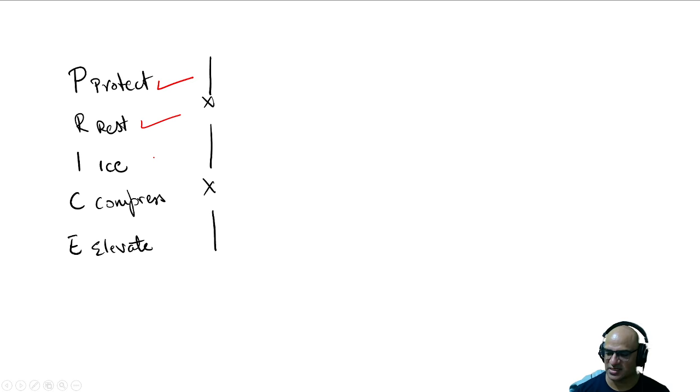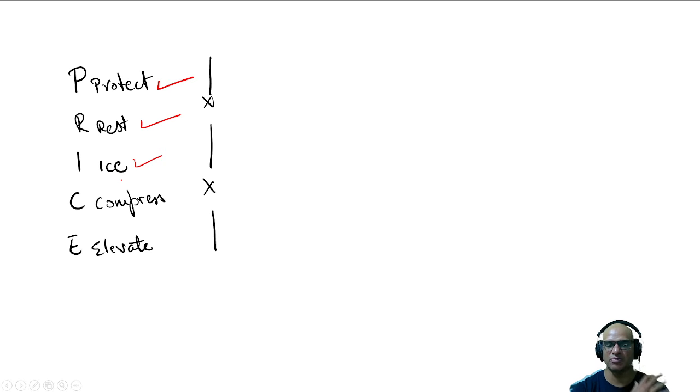Next is ice. And this icing only works in the very initial stages. If the inflammation is severe, what we do is we go for icing. And the way to ice is you will use an ice bag. You'll never keep ice directly on the skin. You'll use an ice bag, and you will apply the ice on the injured portion.